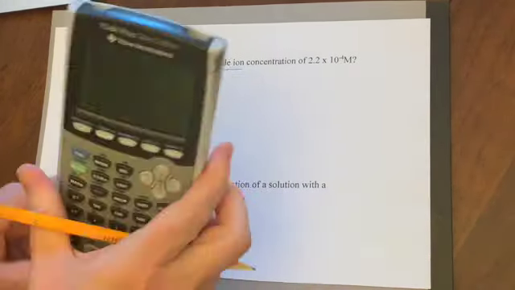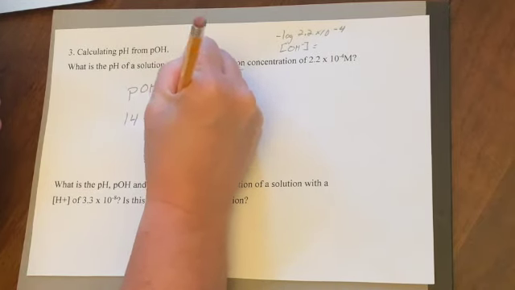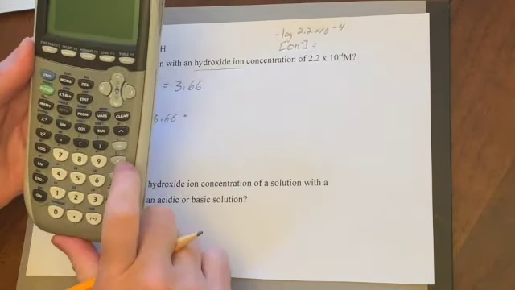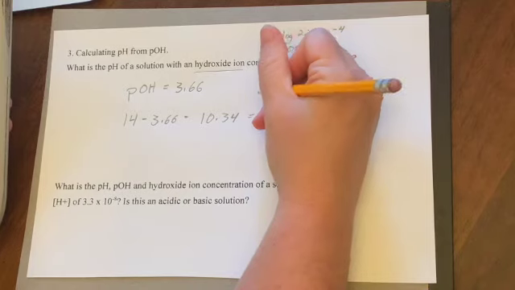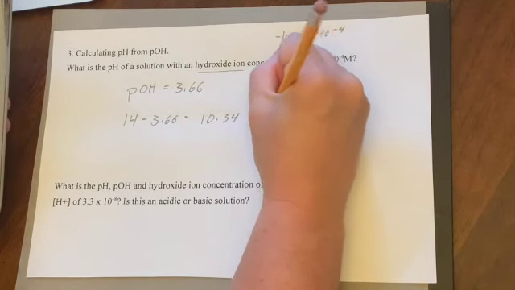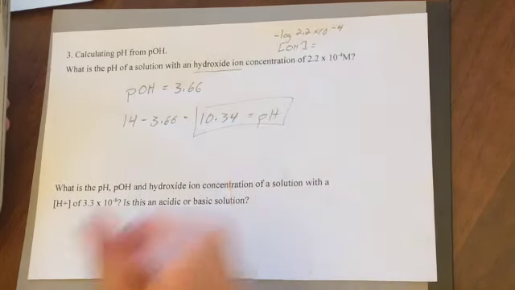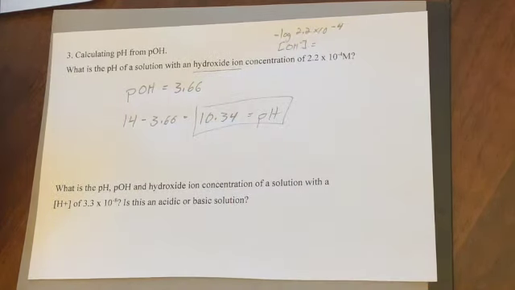Again, if I'm giving you the concentration, you just simply take the negative log of that number. So that's your hydroxide ion. We're just going to take the negative log of 2.2 times 10 to the negative 4th, and that gives us 3.66. I'm then going to go 14 minus 3.66, and 14 minus 3.66 gives me 10.34. And that is your pH. Nice and simple. All right, fantastic.